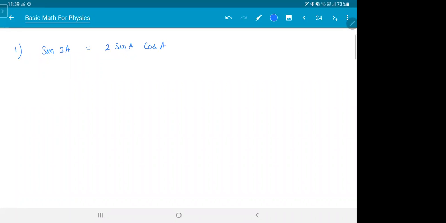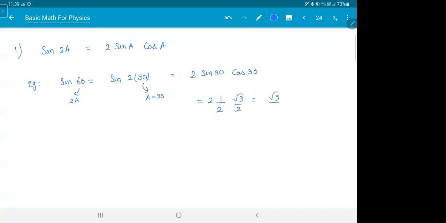There is actually a better formula, sine A plus B, cos A plus B and all. Again, we are not interested. Physics may not come. Example: if you have sine 60, you can write this as sine 2 times 30. So basically this is 2A, A is 30 here. 2 sine 30 cos 30. Sine 30 is half, cos 30 is root 3 by 2. So 2 times half times root 3 by 2 is root 3 by 2. Sine 60 is root 3 by 2.